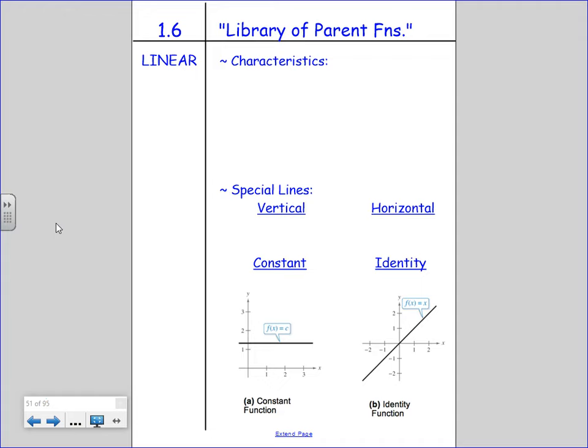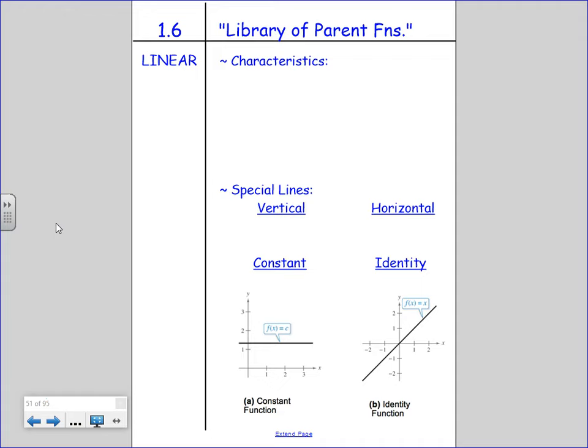Nice thing is in section 1.6 we're really just kind of reminding ourselves of all the different types of functions. Not all, I shouldn't say that. But starting our library of parent functions. Before I go in, because I'm just starting on linear, we go to quadratic and cubic and all this sorts of stuff. But parent functions.